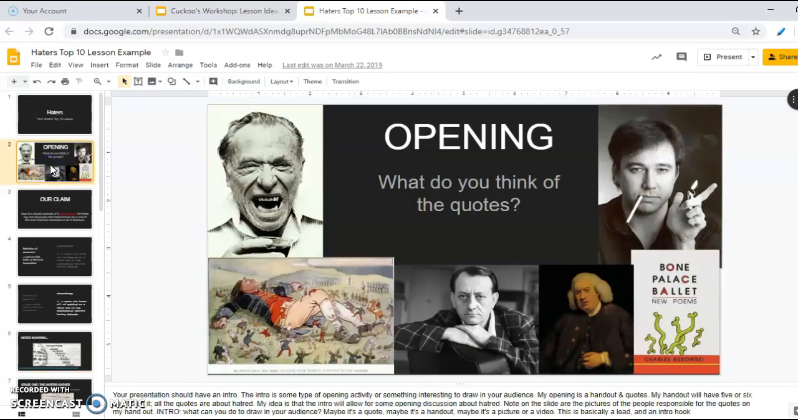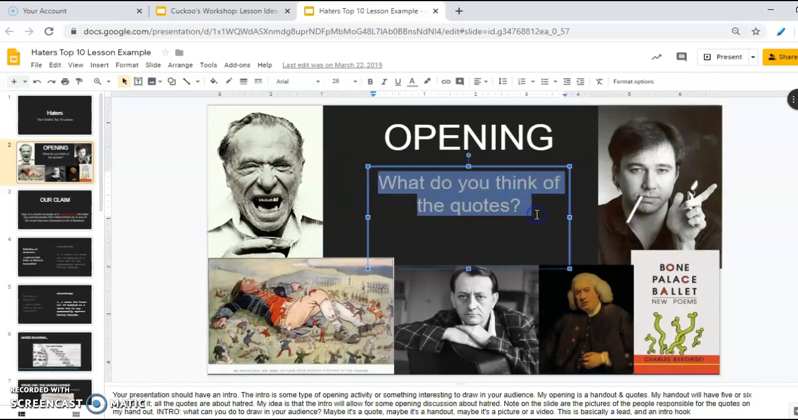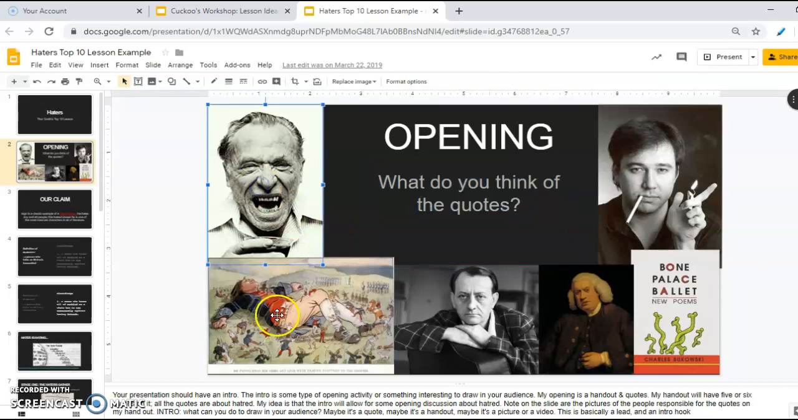So I did an interactive activity with a handout, if you guys recall. I had you guys look at, I think, like 5 or 6 quotes, and then gave you guys some thinking time, and then had you guys tell me. I did a collage of pictures to help illustrate the quotes. So that's my first opening slide.